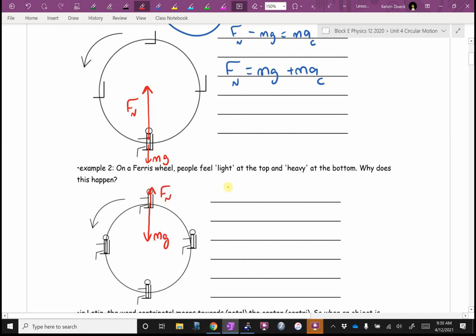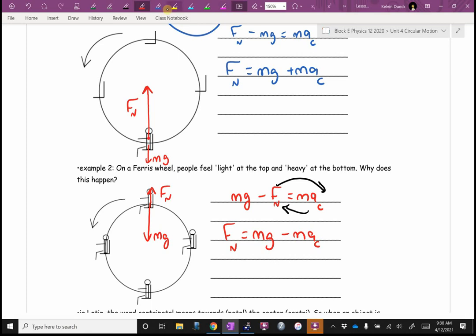In fact, here, my equation would be winner minus loser equals mac. How would I get the normal force by itself here, Davis? Swap them, yes? Plus that there, minus that there. And I get the normal force here is not mg plus mac, it's mg minus mac.